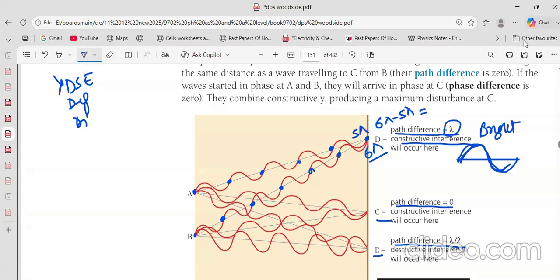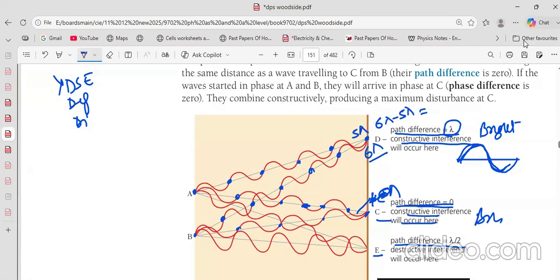Acha, what is happening here? This is again 1 lambda, 2 lambda, 3 lambda, 4 lambda. Here 1 lambda, 2 lambda, 3 lambda. Hold on. This is 1, 2, 3, and 4. This is 4 lambda. Okay. So both are meeting at 4. So there's no path difference. So it's again constructive. So again, this is bright.